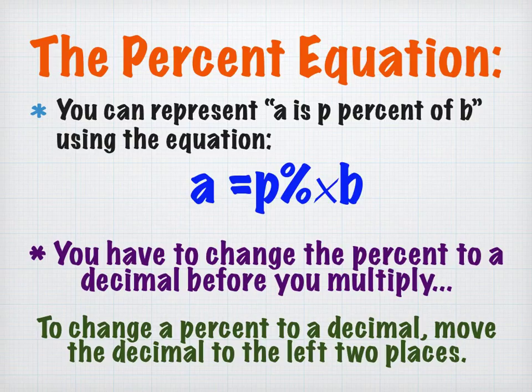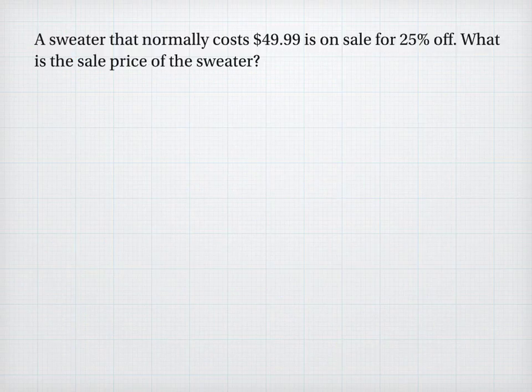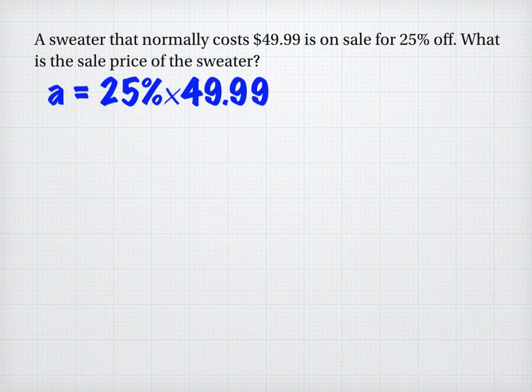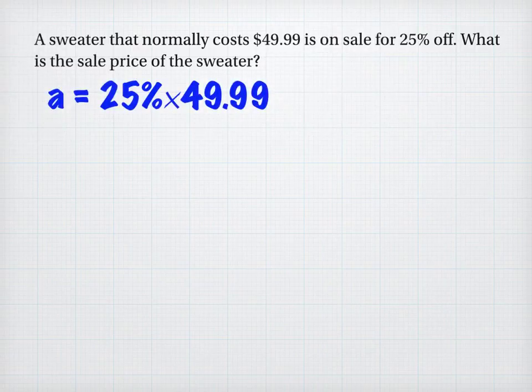So an example that we might want to use the percent equation on would be this. It says a sweater that normally cost $49.99 is on sale for 25% off. What is the sale price of the sweater? So in this case, we want to know what 25% is of the $49.99. So we can take the percent, 25%, times the cost, $49.99.